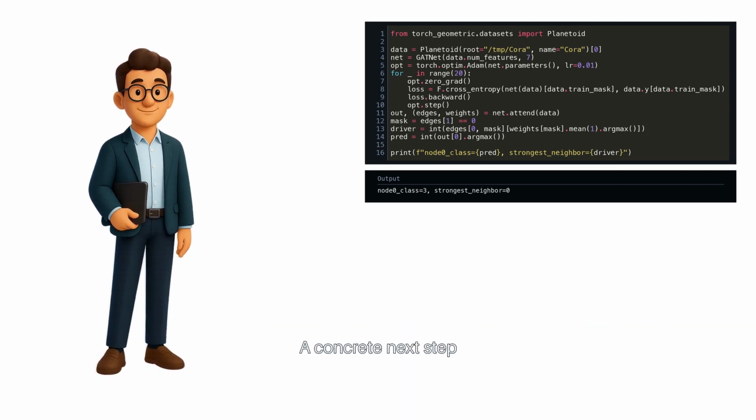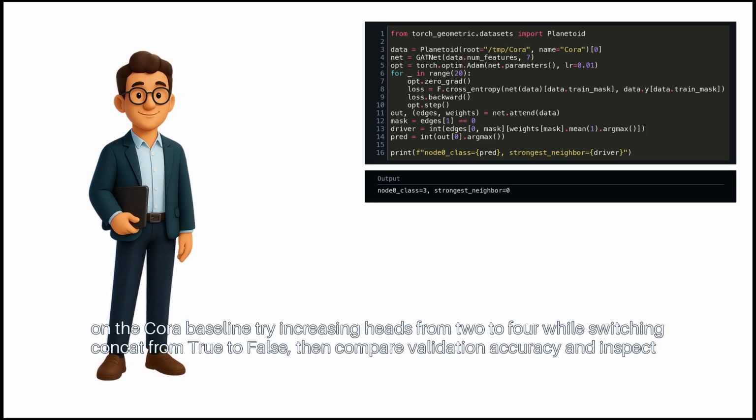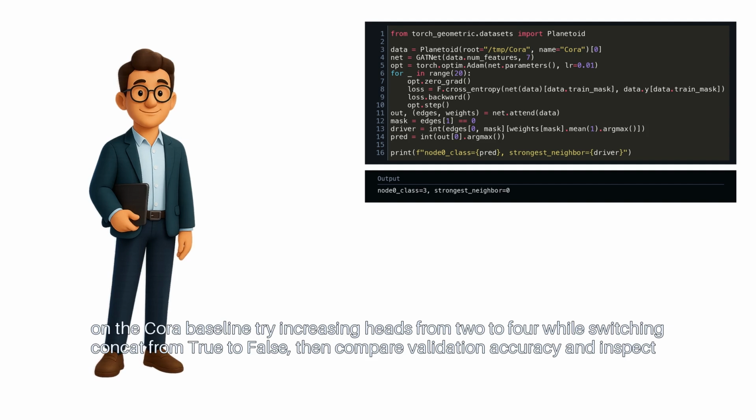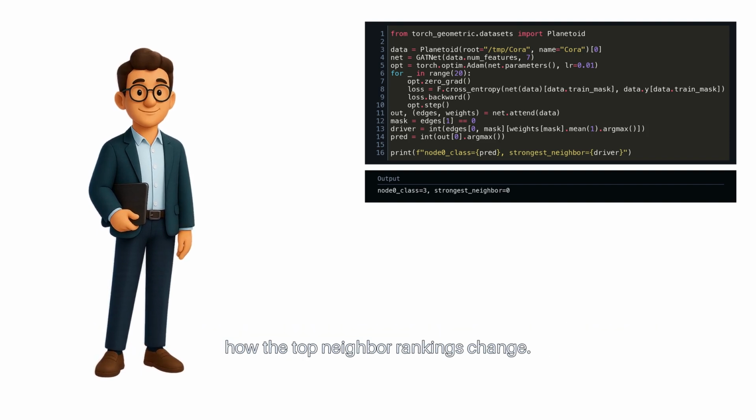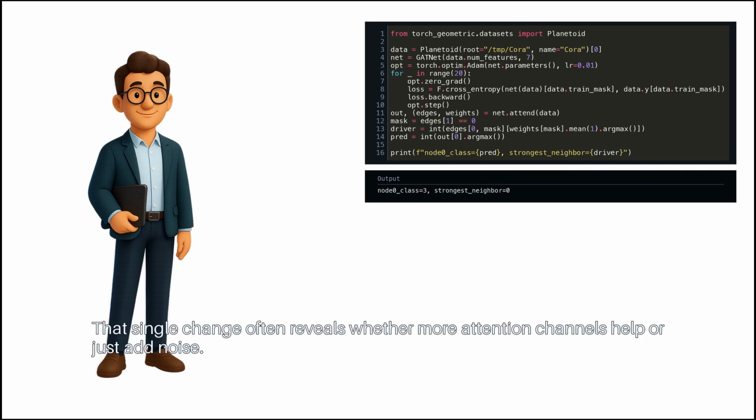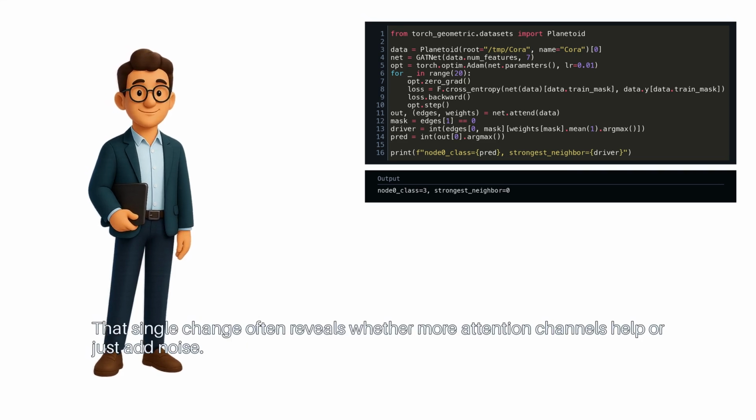A concrete next step: on the Cora baseline, try increasing heads from 2 to 4 while switching concat from true to false. Then compare validation accuracy and inspect how the top neighbor rankings change. That single change often reveals whether more attention channels help or just add noise.